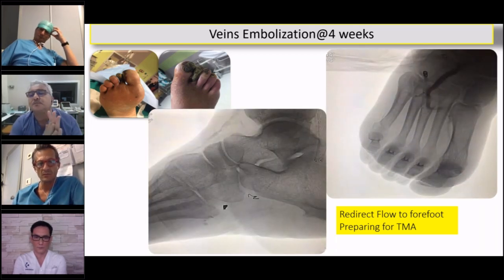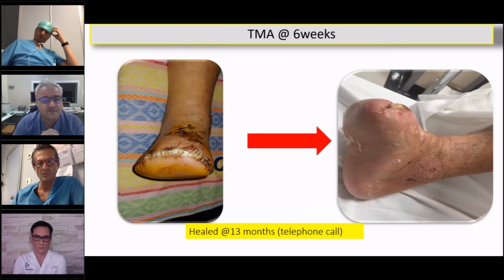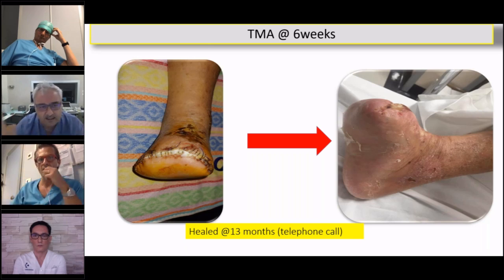He finally had, after 6 weeks, a transmetatarsal amputation, and this patient was called 2 weeks ago, and he has an outpatient appointment when possible. He is living in Calabria, so he's coming back to have a check by me at the end of this month. But by telephone, he told me he is completely healed, still no pain after 13 months.